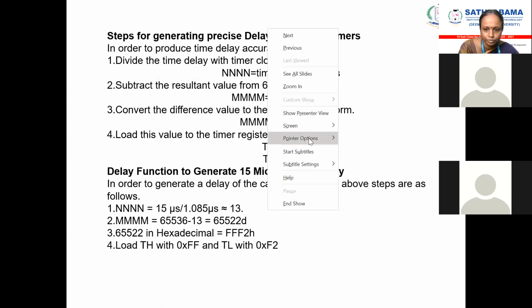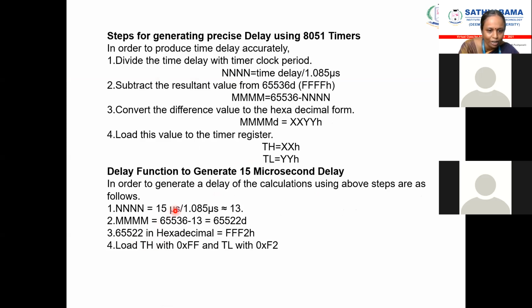15 microseconds divided by the clock period, that was 13. So that 13 I have to subtract from the maximum value. What is the value I'm getting? 65,522. That I have to convert into hexadecimal. What value am I getting? FFF2. So FF must be loaded in TH and F2 must be loaded in TL.